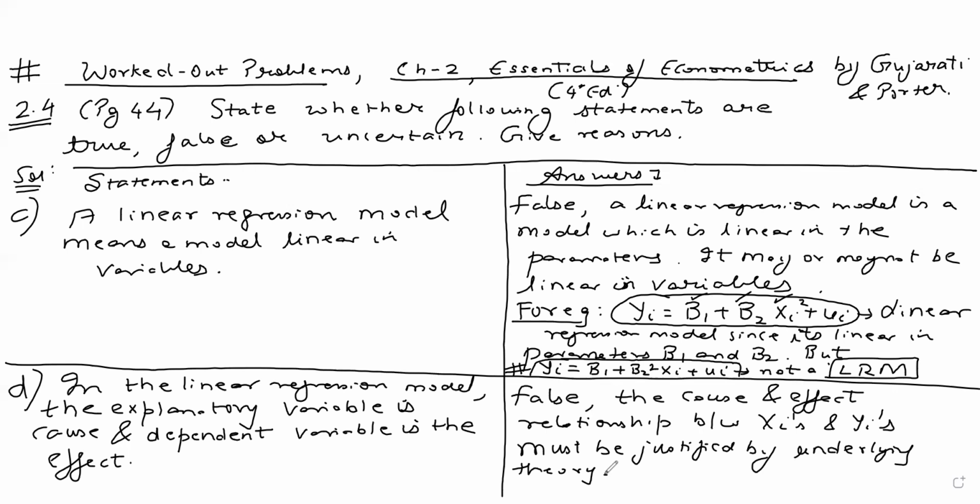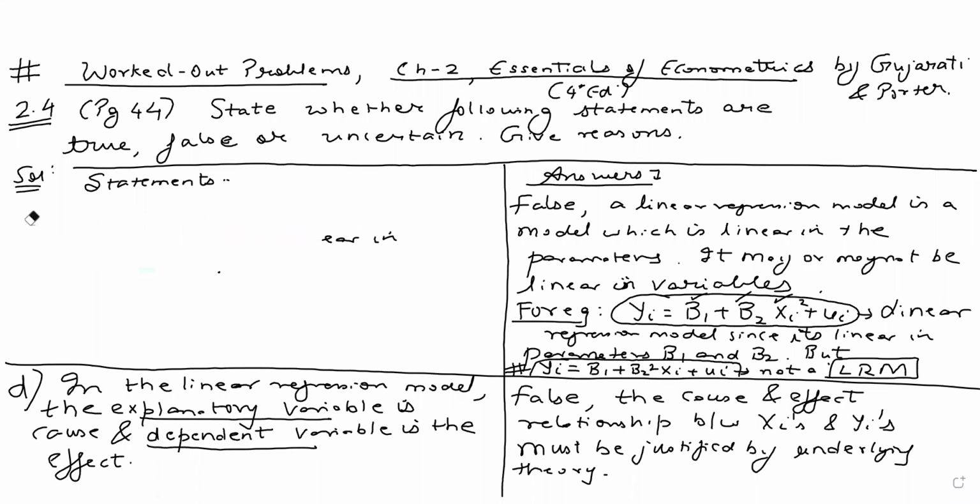So when I talk about a linear regression model, we cannot say that the explanatory variable is the cause and the dependent variable is the effect. The only thing we can say is that the explanatory variable is related to the dependent variable linearly. Linearly means linear in parameters. That is all we can say. And we can use the explanatory variable to forecast or extrapolate the values of the dependent variable. But we cannot say that the explanatory variable is necessarily the cause and the dependent variable is necessarily the effect, unless we justify it from the underlying theory. Okay, so statement D is also false.